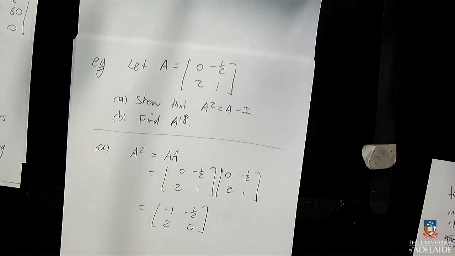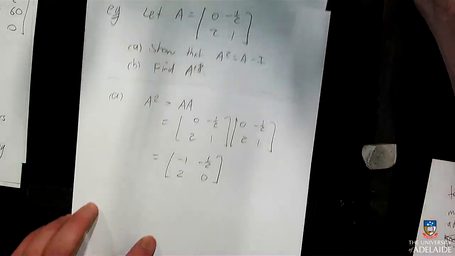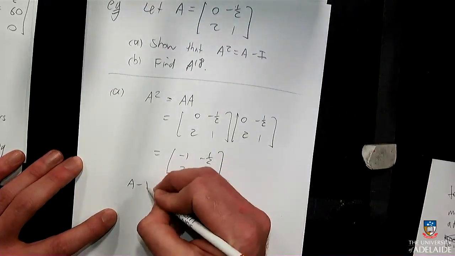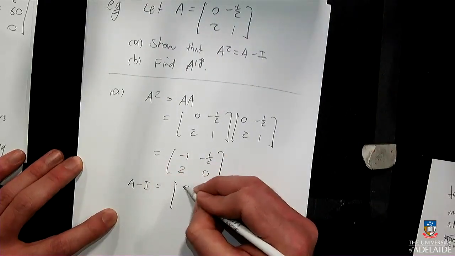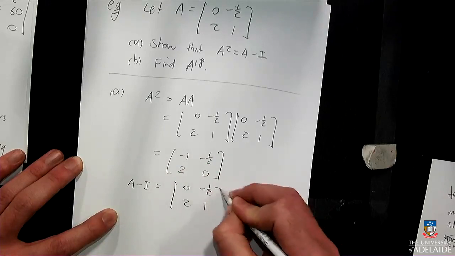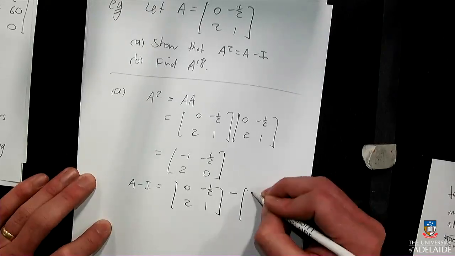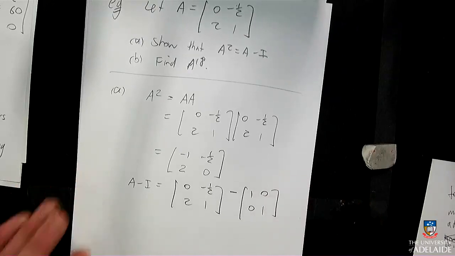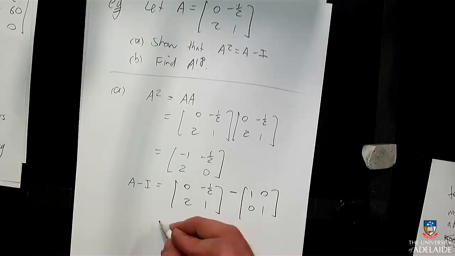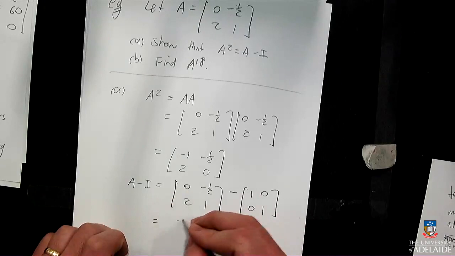Okay, so that's what A squared comes out to. And let's figure out what A minus I is. Well, that would be 0 minus a half, 2, 1. And from context, the only way it's possible to calculate A minus I is if I is the same size as A. And so I must choose I2.